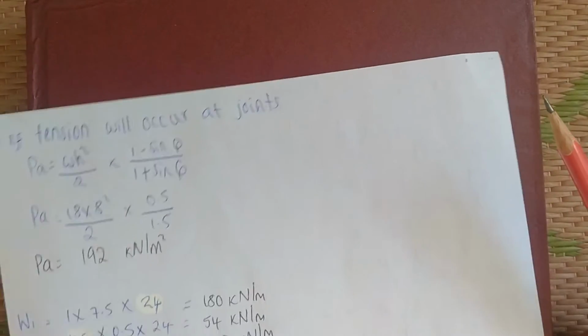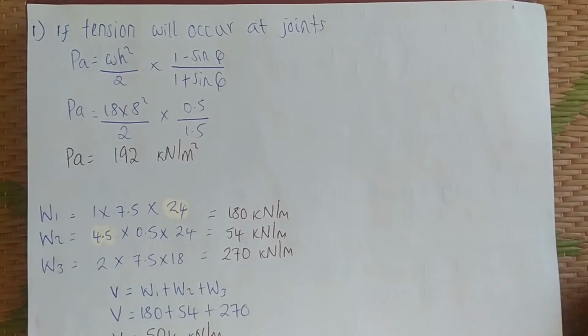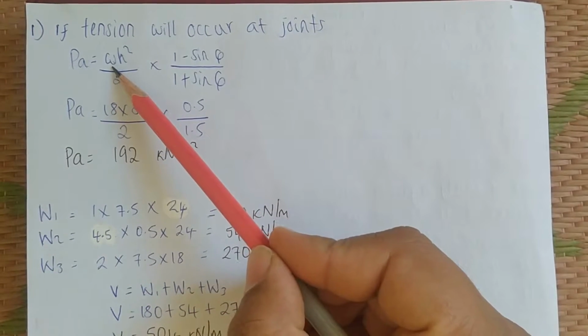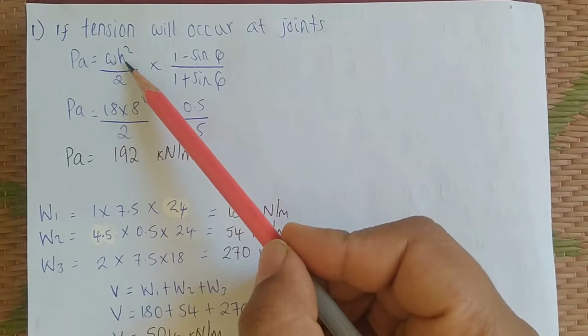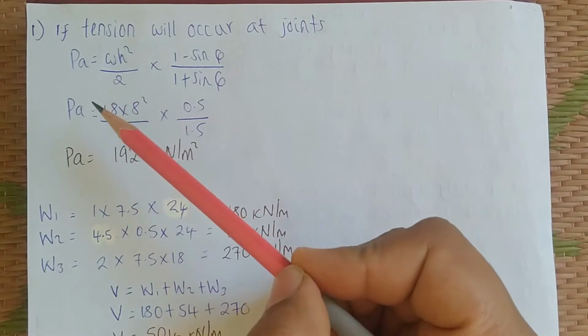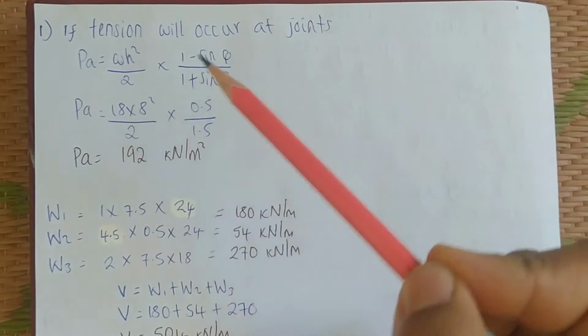First of all, we shall look at whether tension will occur at the joints. We are familiar with this formula: P is equal to omega h squared over 2, multiplied by 1 minus the sine of the angle of repose over 1 plus the sine of the angle of repose. Omega is the density of soil, h is the height from the base, and this is the angle of repose.